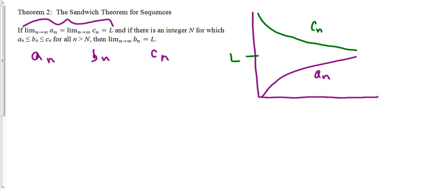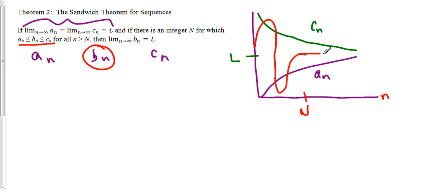Well, we have to know something very specific now about b_n. And that says that if we go out to some value of big N, this is going to be our little n-axis, so there's some index, and as long as we let our index be bigger than this N, then b_n is going to be sandwiched between a_n and c_n. So I don't really care what b_n does, except that once it passes this N value, it's got to stay in between a_n and c_n.